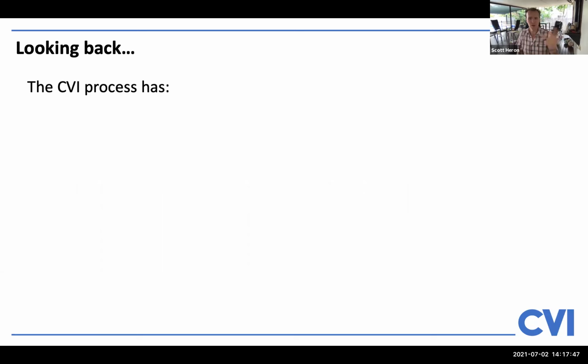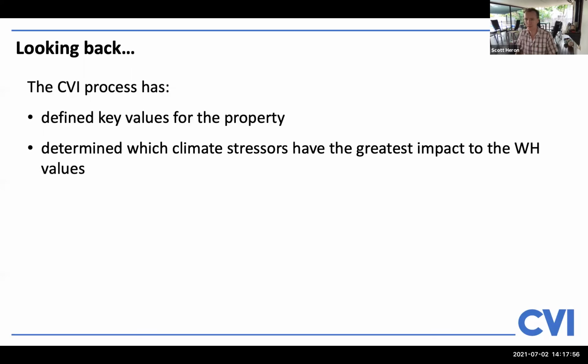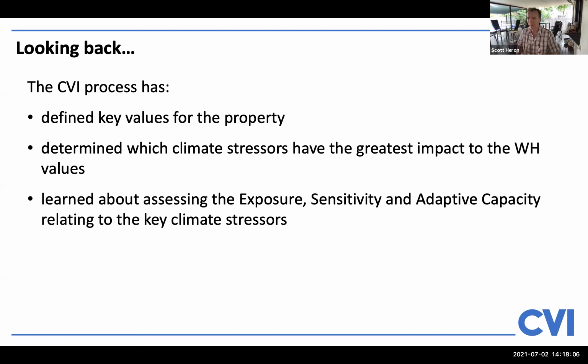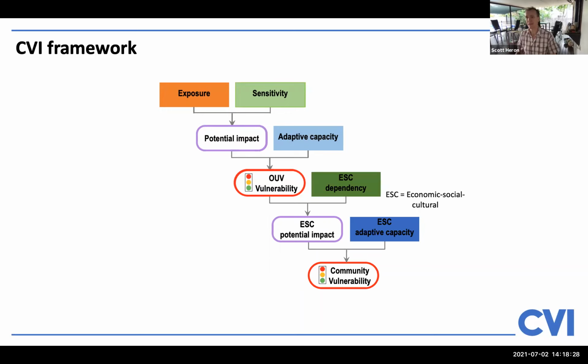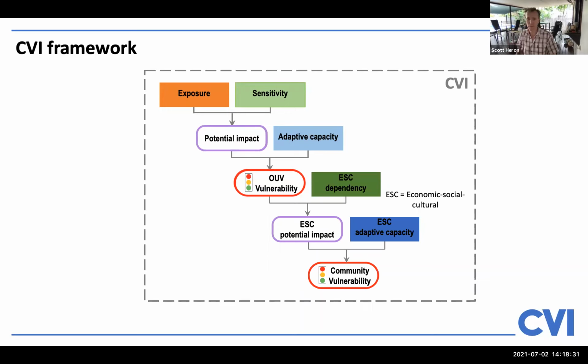So looking back for a moment on where we've come in recent weeks with the CVI process. The CVI process has helped us to define key values for each of the properties, has helped us to determine which climate stresses have the greatest impact upon the World Heritage values, and has given us some ideas and learnings about the assessments of exposure, sensitivity and adaptive capacity relating to the key climate stresses, and therefore the vulnerability of the OUV. So once again, that's looking back, and this is the first part of the framework that was considered last week. And this week, we're looking at the second part of the CVI framework.